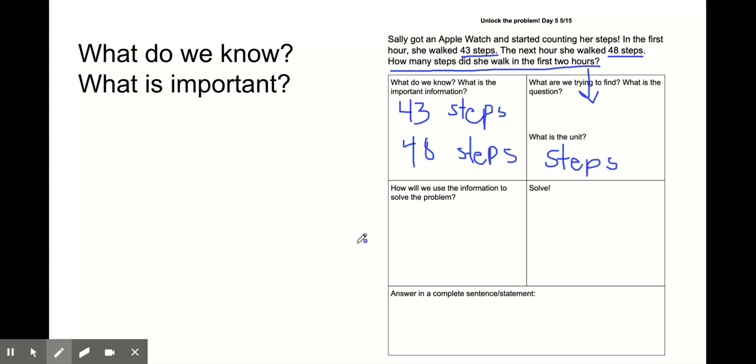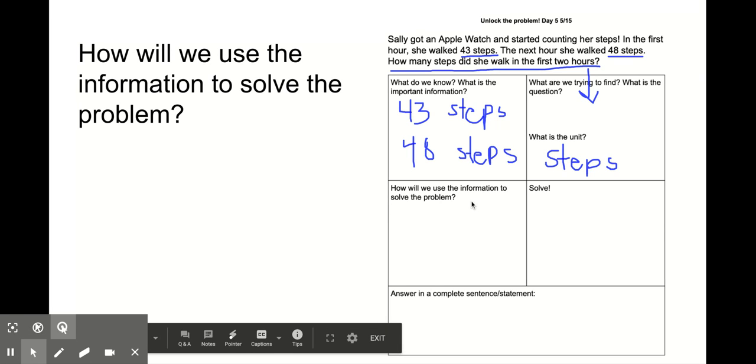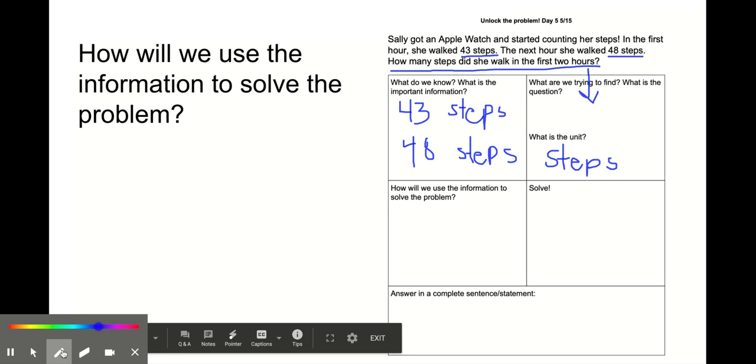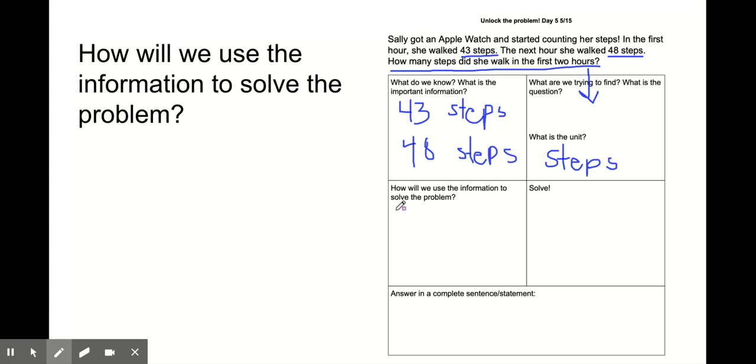What strategy will we use to solve this problem? Or how will we use the information to solve this problem? Well, in this case, we need to add. You can add any way that you would like. But the operation we are going to do is addition. Make sure you write the word add there. And then tell us, what strategy will you use?